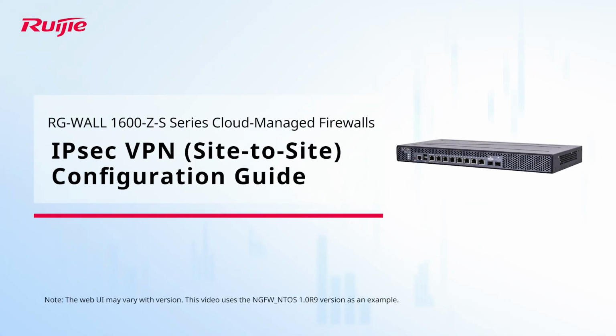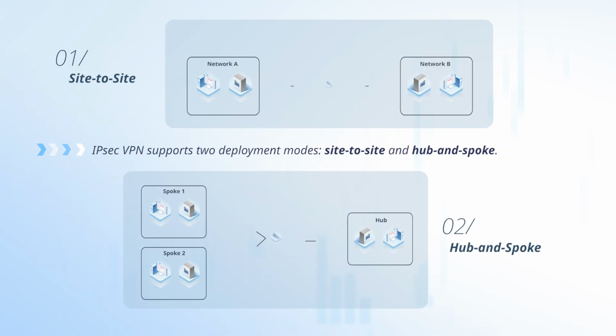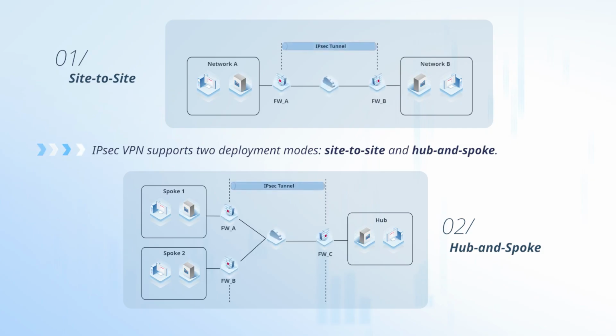This video demonstrates how to configure IPsec VPN on the Wall 1600Z S-Series cloud-managed firewall. IPsec VPN supports two deployment modes, site-to-site and hub-and-spoke. Next, let's move on to the procedure for configuring IPsec VPN in site-to-site mode.